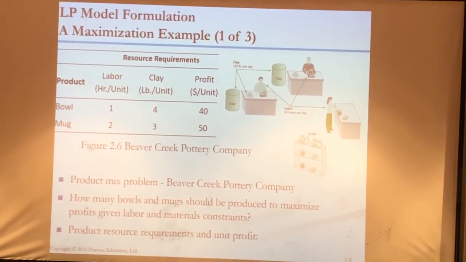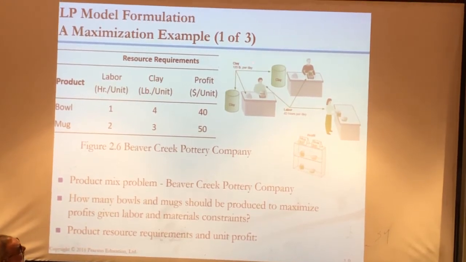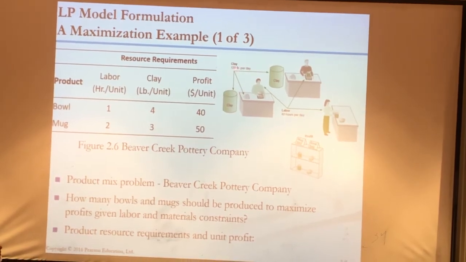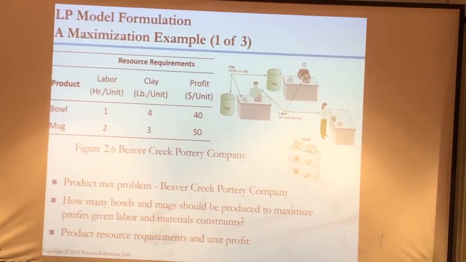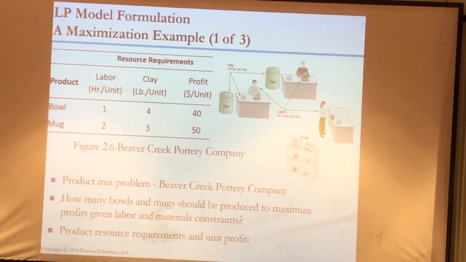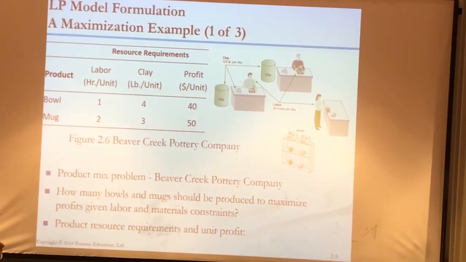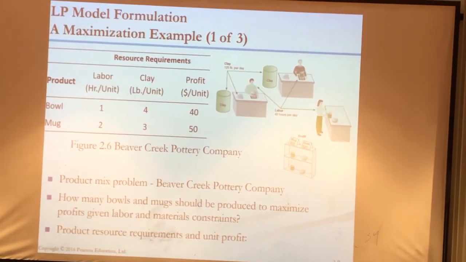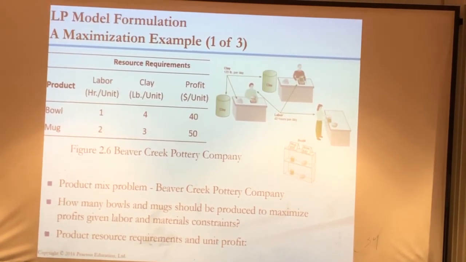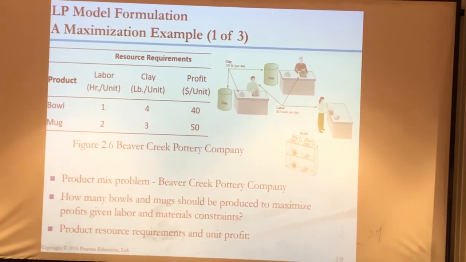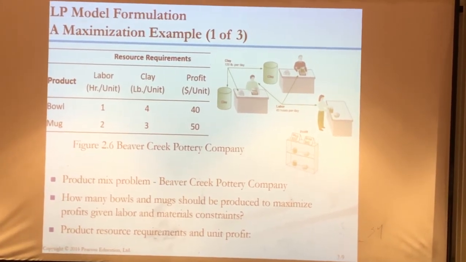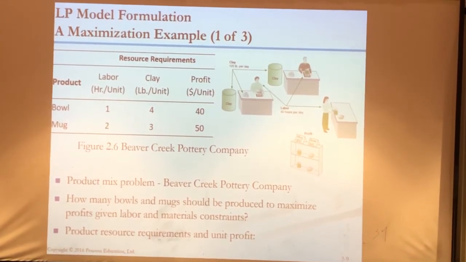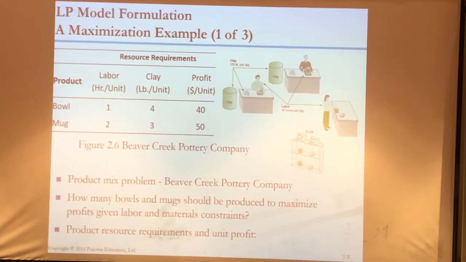I'm afraid it is written very small here. The clay is 120 pounds per day. All right, 120 pounds per day is the total clay available in a day, and the total labor is 40 hours per day. So if one laborer works for 8 hours, then it means that 5 laborers may be working in that company. This is 40 hours per day of labor available.